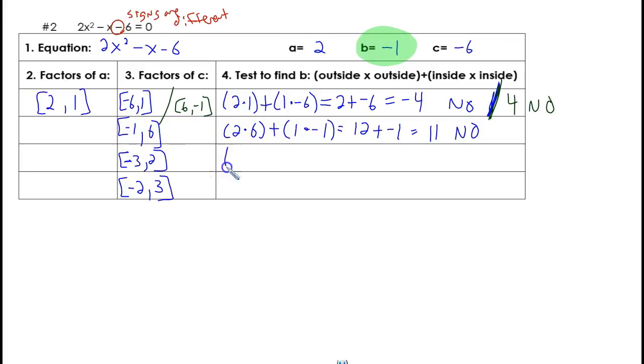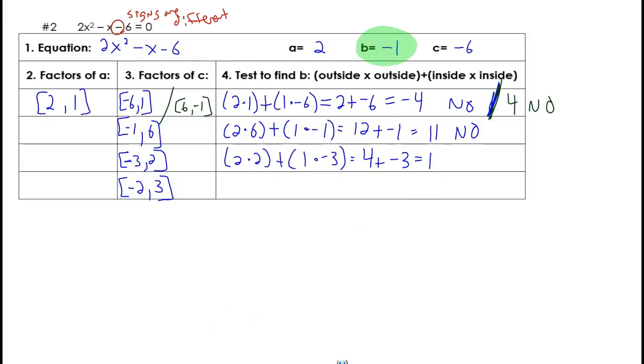2 times 2 for outside times outside, and 1 times negative 3 for inside times inside. This is looking promising. I got 4 plus negative 3, and plus negative is just subtracting, right? So that's 4 minus 3, which is 1. Okay, well, 1 is not what I'm looking for, but it's pretty close, right? I need a negative 1.